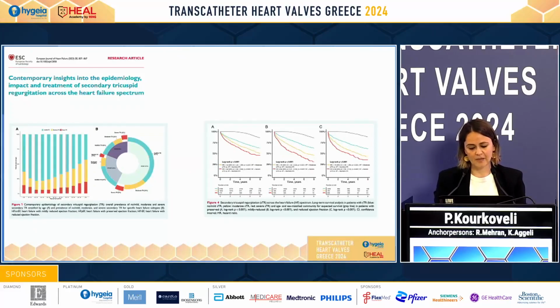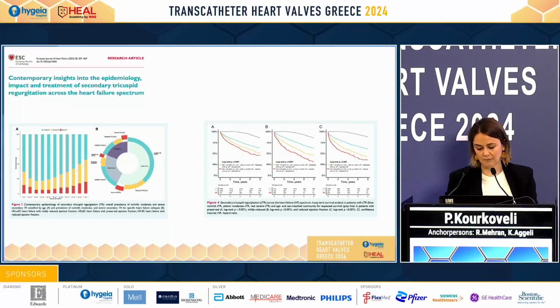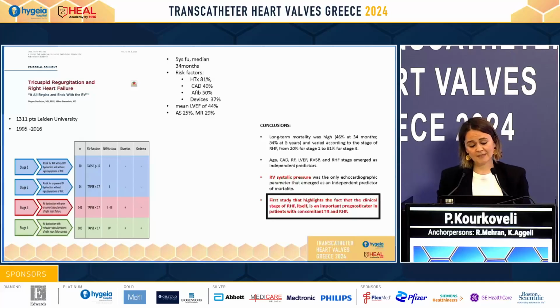This paper has patients with all the subtypes of heart failure: reduced, mid-range, and preserved ejection fraction. It stated the same thing, that the presence of tricuspid regurgitation, moderate or severe, is associated with worse prognosis. This paper, and I know there are lots of papers, but I need to focus on 3 or 4.